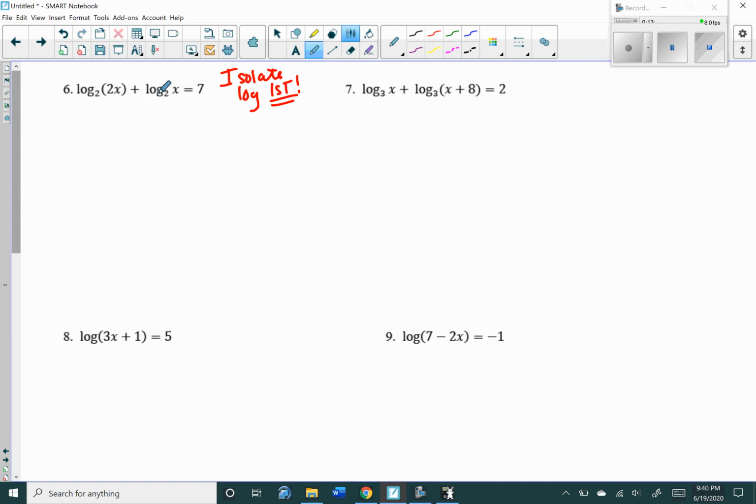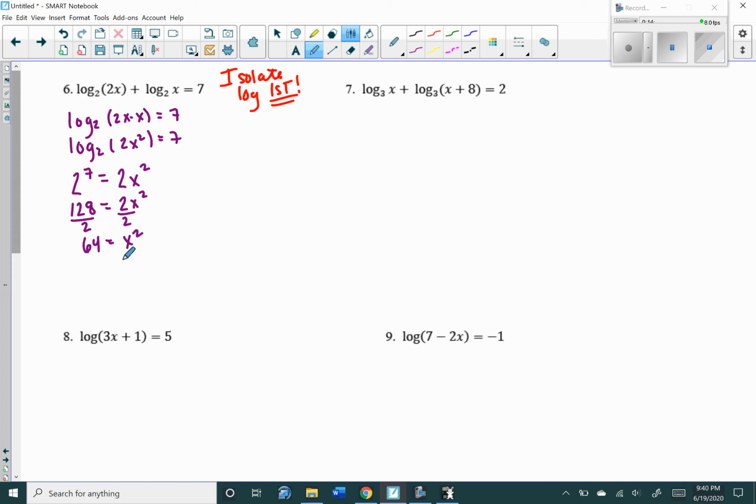So when I isolate the log, if I have 2 logs being added, we remember the property that states if there's 2 logs being added, we multiply the arguments. So we have 2x times x, which is actually 2x squared, which we'll rewrite in just a second. So log base 2 of 2x squared equals 7. Now that the log is isolated, I can go ahead and rewrite this in exponential form. So 2 to the power of 7 equals 2x squared. 2 to the 7th power is 128. Divide by 2. And we get 64 is equal to x squared.